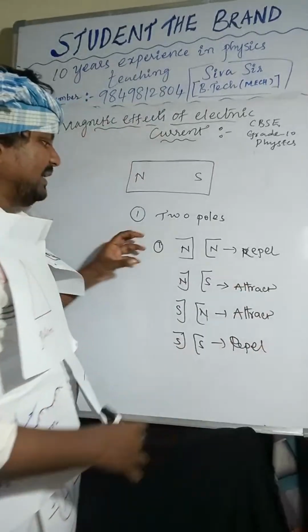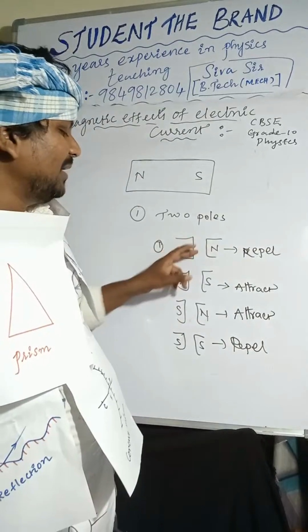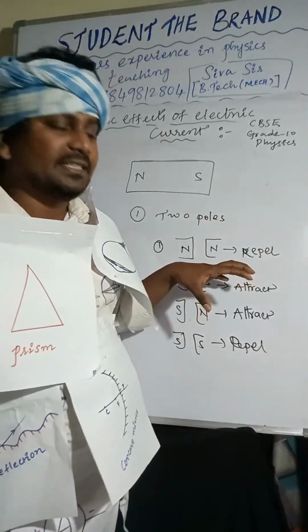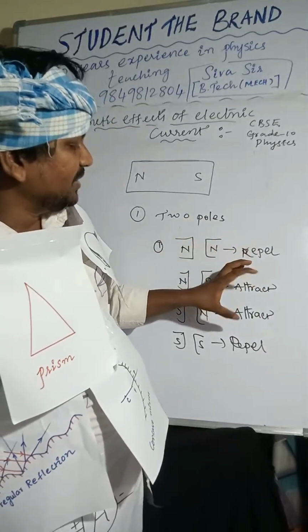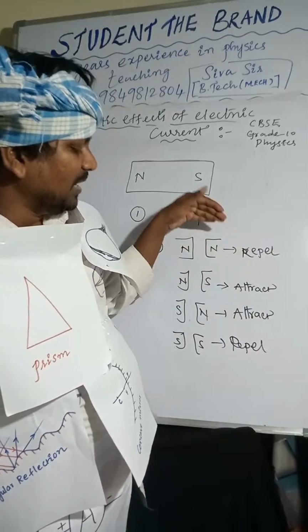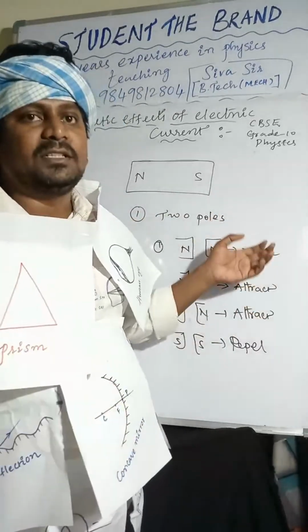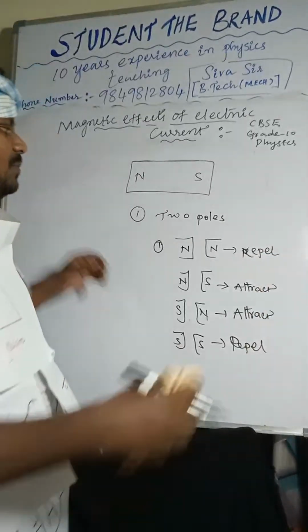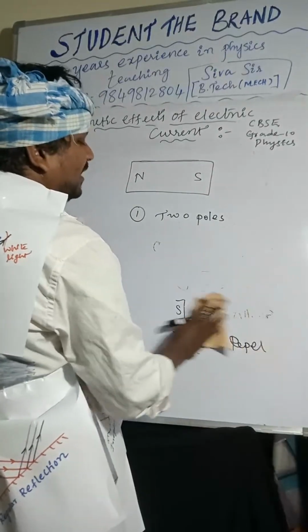Two dissimilar poles will attract, two similar poles will repel. Two dissimilar poles, meaning north and south, attract each other. Two similar poles, north-north or south-south, will repel each other. Okay, so that is about poles. And one more property: if you suspend the magnet, it always shows the north and south direction.